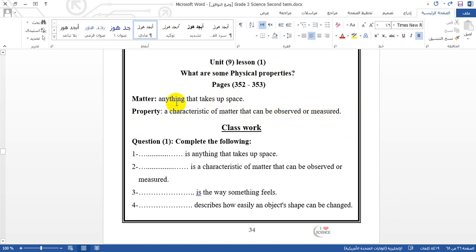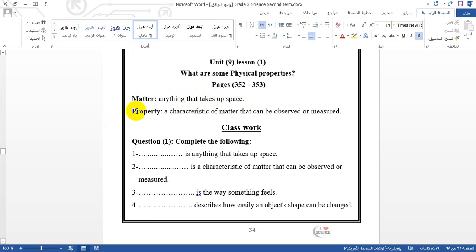Okay guys, matter, anything that takes up space. I told you many times that matter is anything, any object that you see in your room or in the classroom or anywhere, on the desk or on the table, or that you hang on the wall. Anything that takes a space, we call it matter. Taking space is taking a specific space in your place. For example, you take a space in your room, for that reason I consider you as matter. Your table is considered matter because it takes a space in your room as well. So matter is anything that takes up space.